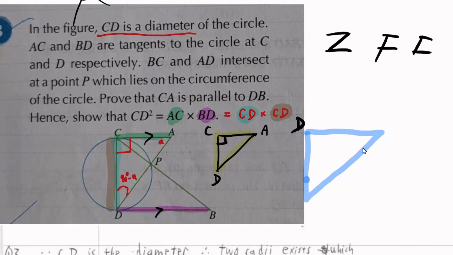Sorry, mic test, can you hear me? 90. 90 degrees. Yes, correct. Well done. Good. This is 90. This is a straight line. So that means this other angle is 180 minus 90, which is also 90.